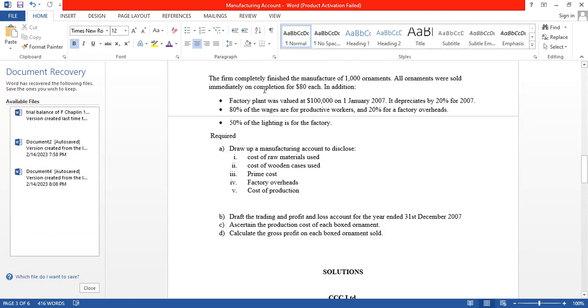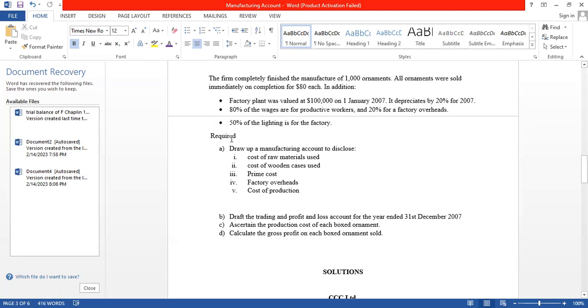All ornaments were sold immediately on completion for $80 each. In addition, factory plant was valued at $100,000 on 1st of January 2007. It depreciates by 20% for 2007. That means the value goes down. The value is reduced. The second additional information is 80% of the wages are for productive workers and 20% for factory overheads. 50% of the lighting is for the factory.